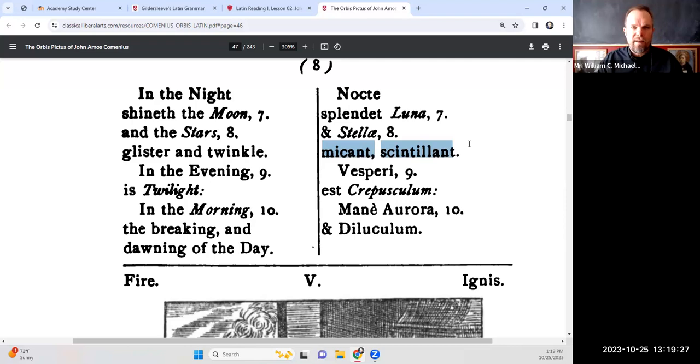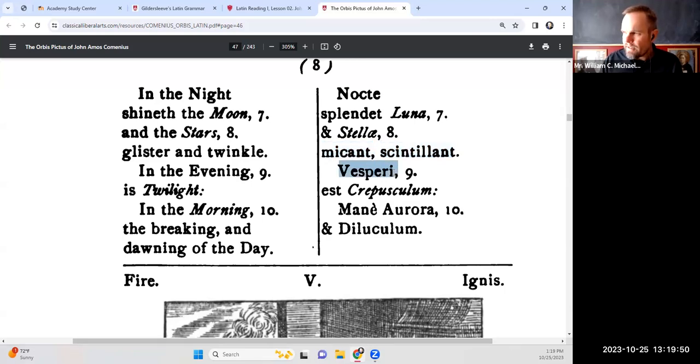They don't shine powerfully and steadily like the sun. If you look up at the stars, it appears that they glitter or twinkle. Think of the song, Twinkle, Twinkle, Little Star, right? The stars twinkle, they scintillant, okay? Two verbs that describe the appearance of stars.